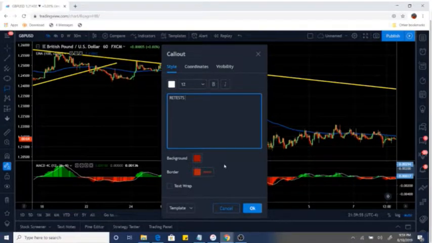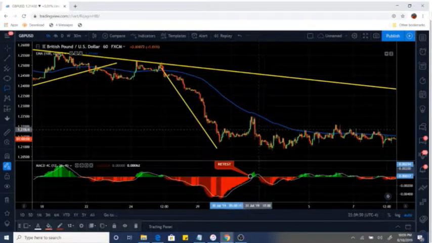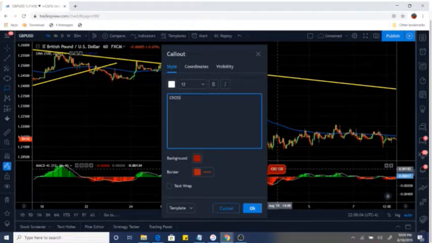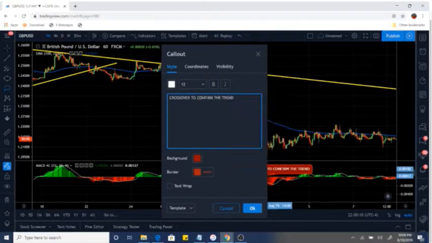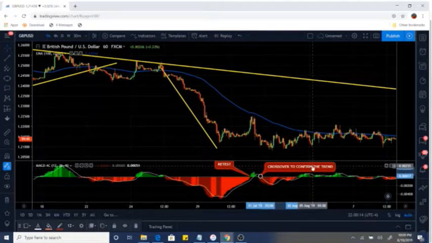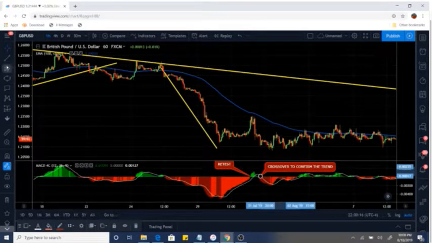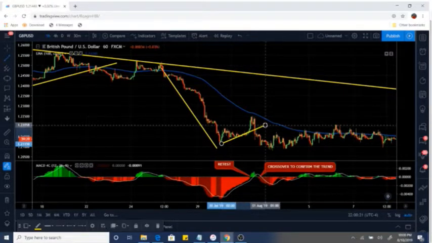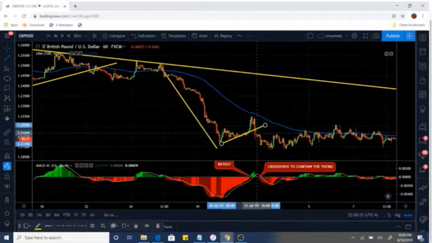Retest. And if we're really going down, I should get another crossover to confirm the trend. That's it, guys. Seriously, this should have woken up so many of you guys right now. This should have been a super eye-opener. Forget the initial breakout. You wait for that retest. Now I can comfortably sell.